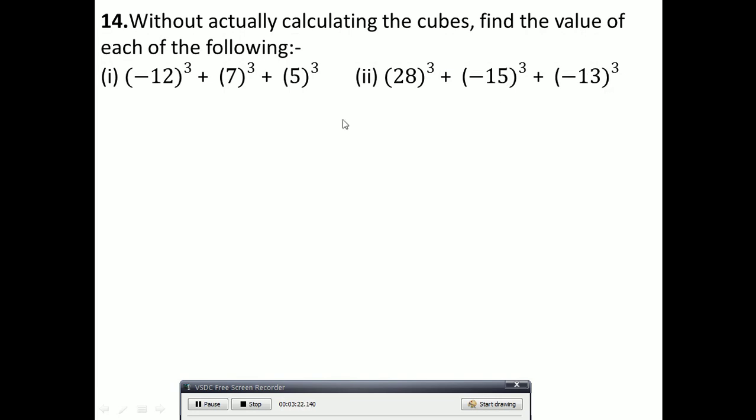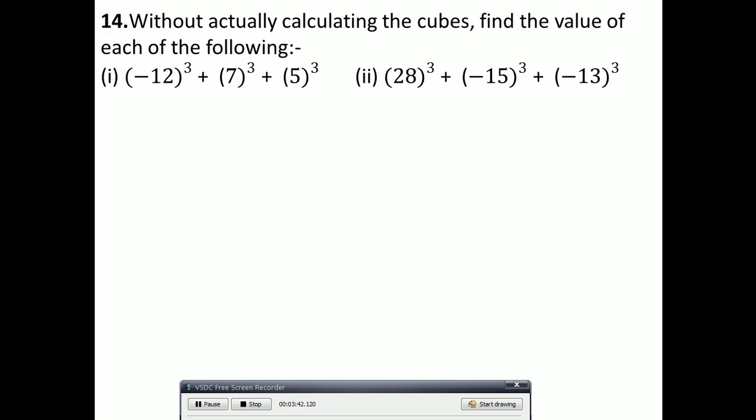Students, if we use the general method, then we will find the cubes. Minus 12 cube, that means minus 12 into minus 12 into minus 12. Then 7 cube, 7 into 7 into 7, and 5 cube, 5 into 5 into 5. Then we will add and subtract them, and then we will get the answer. Now, how can we use the identity?